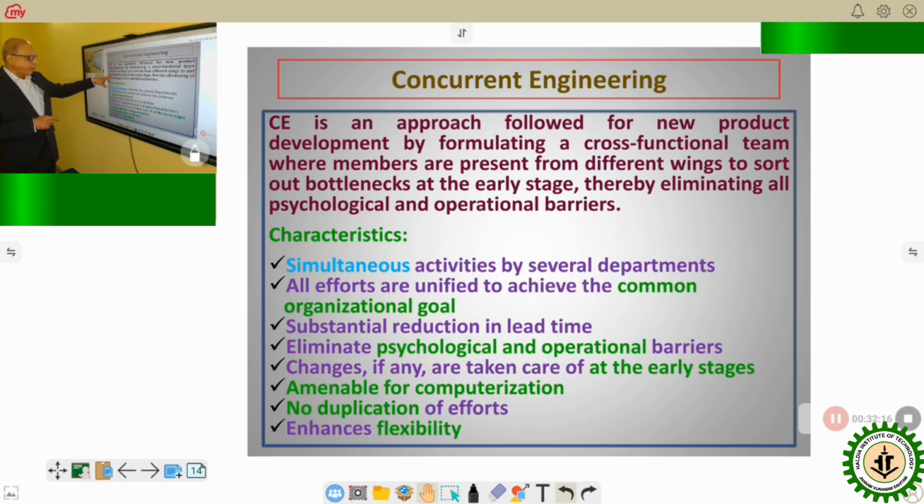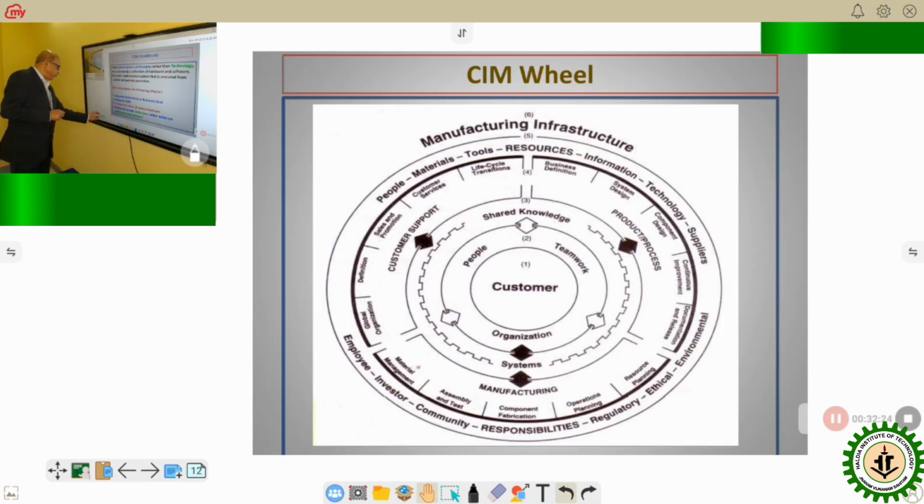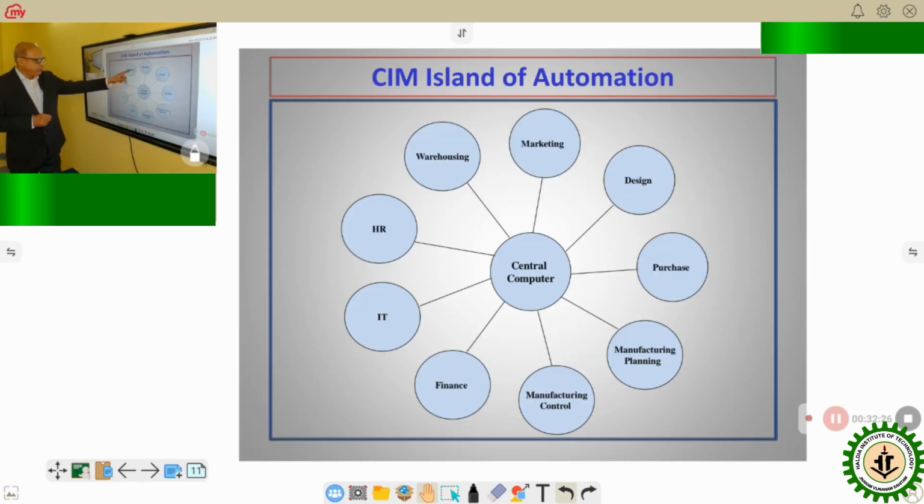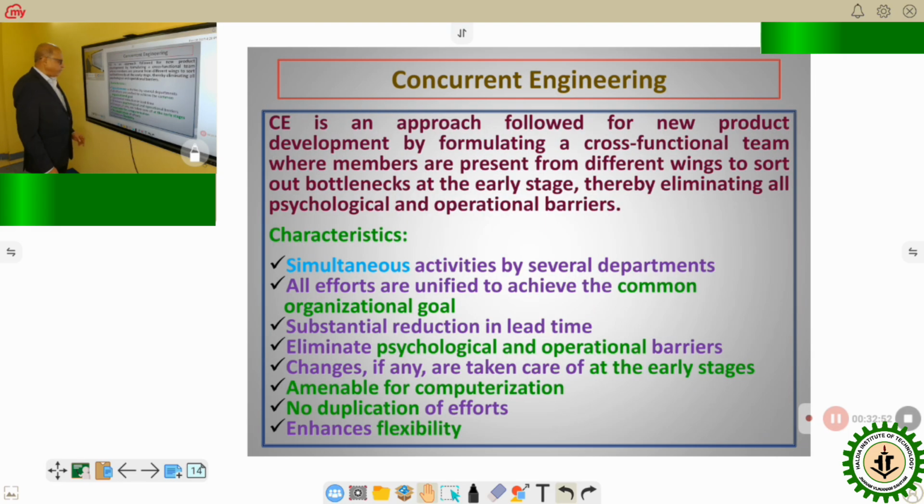So that creates the bottlenecks, and that is why concurrent engineering emphasizes the cross-functional team. Once again, I will just quickly have a glimpse of this. This is exactly the cross-functional team. That means simultaneously design, purchase, manufacturing planning, manufacturing control people can come out with their opinions, their views, so that the majority of the problems can be sorted out at the early stage of product development. That increases the efficiency, cuts down the idle time and reduces the lead time of manufacturing. That is the most crucial aspect of computer integrated manufacturing.